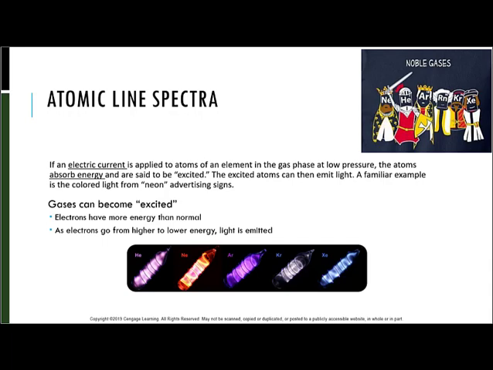So this leads us to our next section, section 3, looking at atomic line spectra and Niels Bohr. So let's say that high voltage is applied to atoms of an element in the gas phase at low pressure. These atoms absorb energy and are said to be excited. The excited atoms can then emit light when they fall from a higher energy to a lower energy. A familiar example of this is the colored light from neon signs. And we saw all different colors of neon lights, even though only one of them is actually neon and the rest are other noble gases.